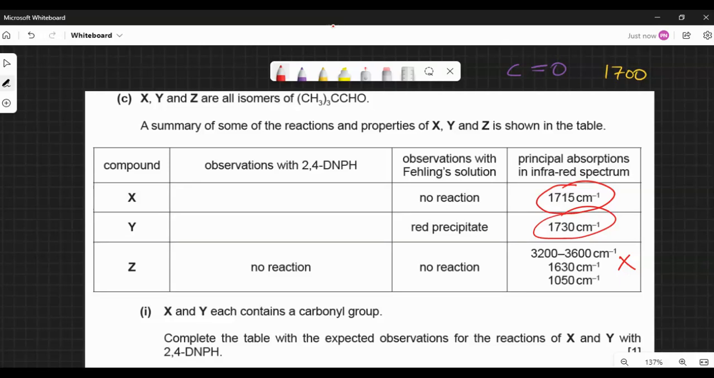A summary of some of the reactions and properties are this. Okay? So I get a red precipitate with Fehling's. So that tells me Y must be what? It's a positive test with Fehling's. Yes, right. It's the aldehyde. And it is, in fact, this guy. Fair enough? CH3. Oh, isomers of it. Sorry, I'm confusing you. I don't think it means that is one of them. Do you follow me? All right.